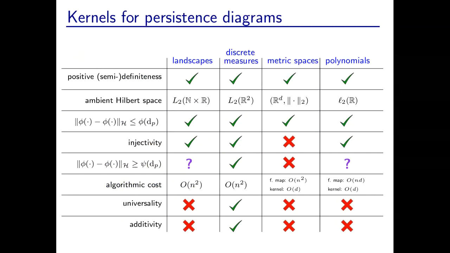But you also may want to look at the other way around, to see if your Hilbert distance can actually be lower bounded. And you can see that, of course, this is a much more tricky question. It's kind of okay to show that most approaches are injective, but showing a lower bound on the distance is kind of a difficult problem.